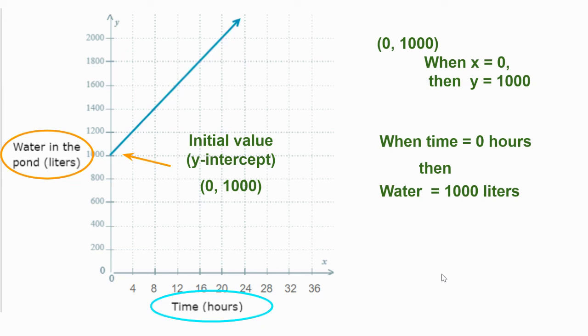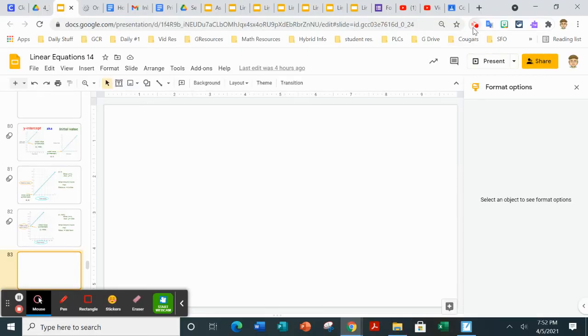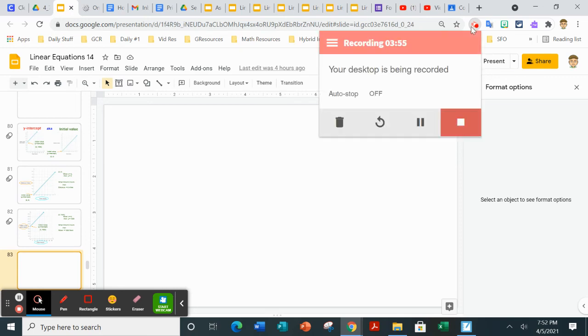That's all we're going to practice: making sure we can see this connection between the y-intercept and what it means in terms of the actual problem. All right, so let's go take a look at this, and we're going to practice this.